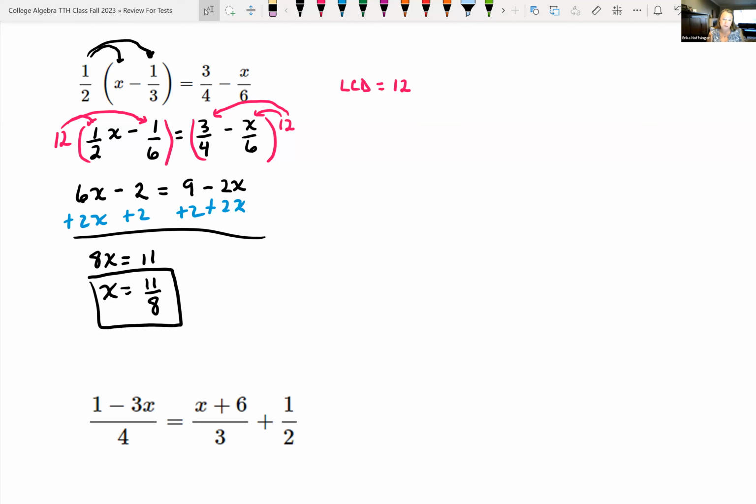Okay, so our next problem is below, and now we're looking at the equation: 1 minus 3x is in the numerator, and that's all over the number 4. Then we have this is equal to x plus 6 in the numerator, which is all over 3. And then we have outside of that fraction plus 1/2. So again, we're dealing with an equation that has fractions. And so let's go through and multiply by our least common denominator so that we can clear the fractions.